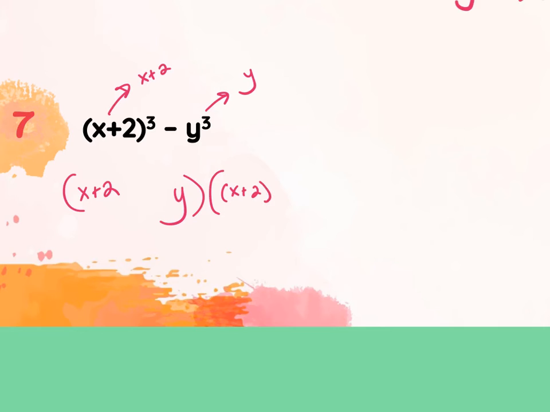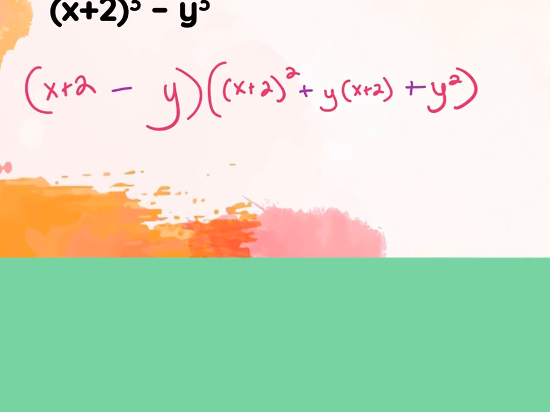Now 7 gets a little trickier because the first one is an actual binomial. So the cube root of this is x plus 2. The cube root of this is y. So I do the first two, which is x plus 2 and y. Square the first one. So I'm going to have to do x plus 2 squared. I'm going to go back to that. Square the last one, y squared. Multiply these two together and I'd get y times x plus 2. Now my signs, same, opposite, positive.